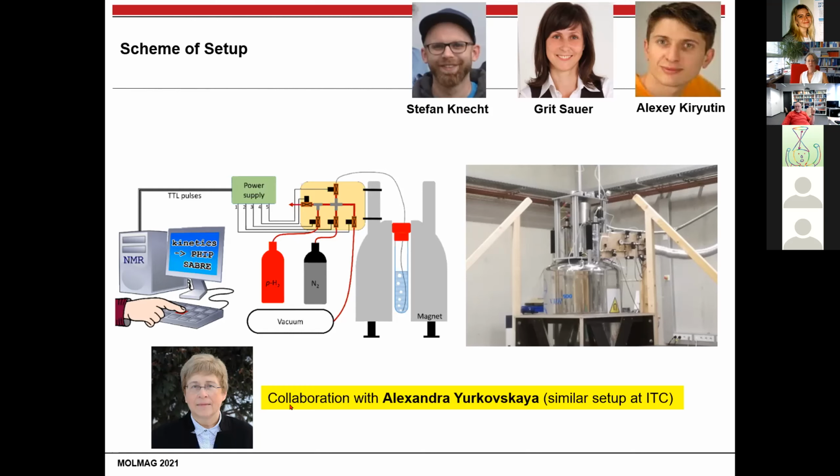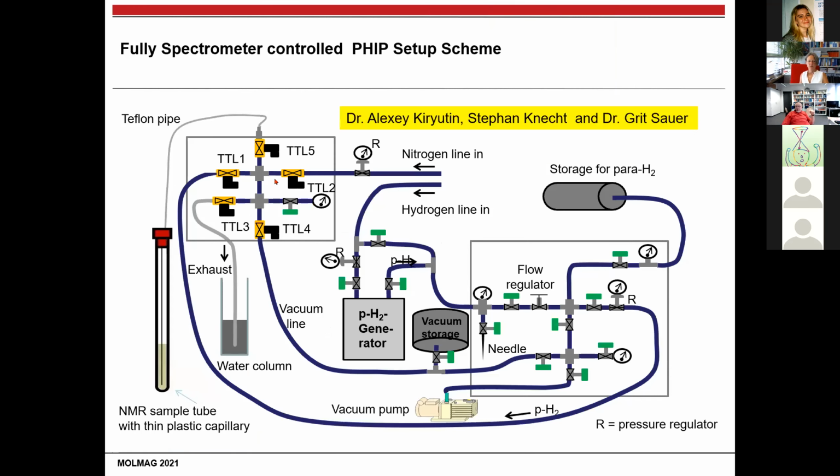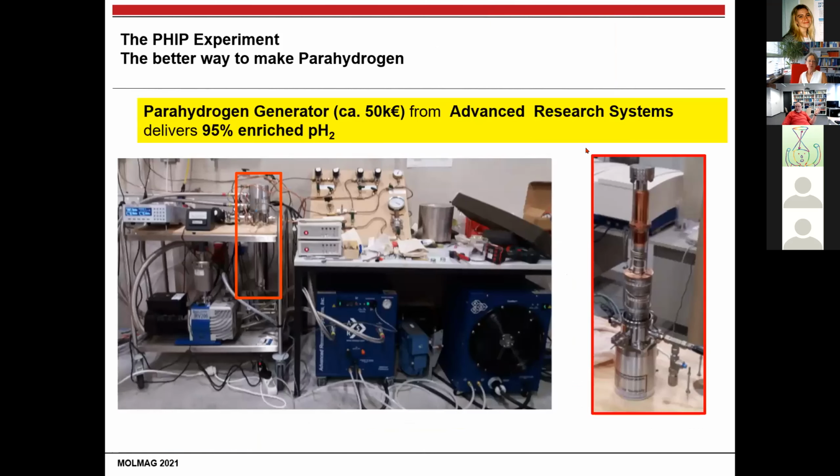And most of this work was done in close collaboration with the ITC Institute, especially with Alexandra Yogoskaya and also with Kostya Ivanov. This here gives you an idea about how everything works in principle. So you see we have electronic valves. All the electronic valves are controlled by the NMR spectrometer. With this, for example, we can flush the NMR tube. We can put the parahydrogen inside. We can quench the reaction by flushing it again with an inert gas. And everything basically is controlled by the NMR spectrometer.